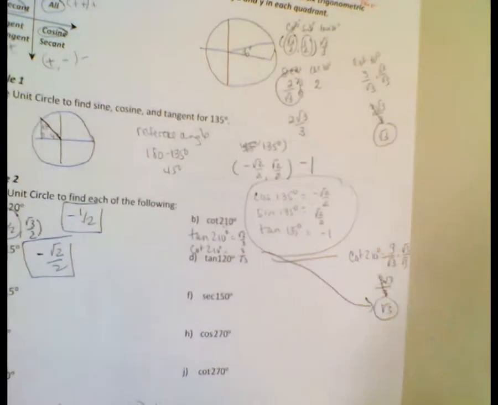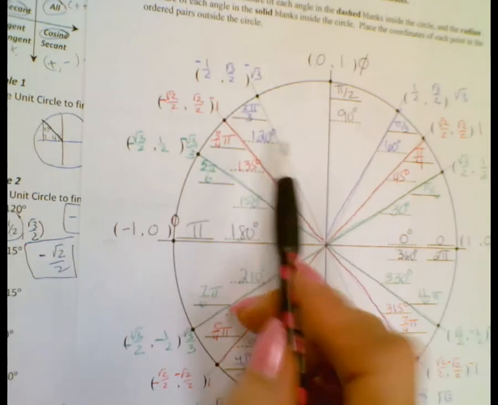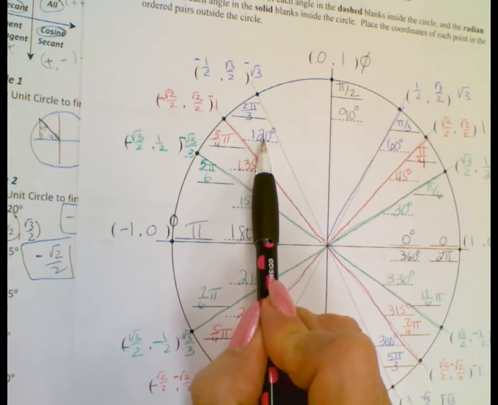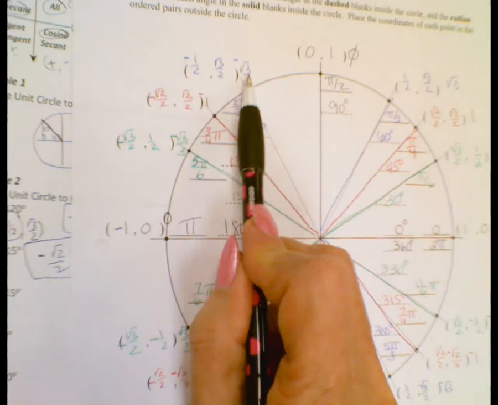What is the tangent of 120? Let's find 120. Here's 120. See it? Tangent of 120, negative radical 3.